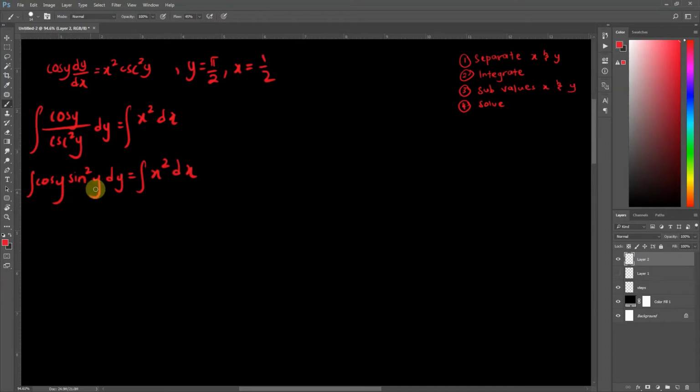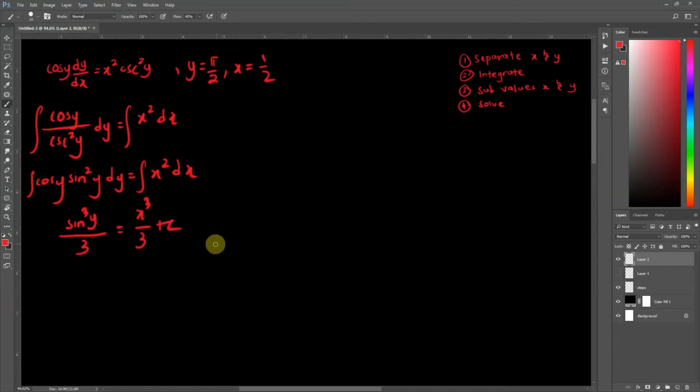We see how to integrate this one. If we differentiate sine, we get cos. So the answer is the power plus 1 over that power, which is sine cube y over 3. And then it should be plus c, but we put the plus c on this side. This one integrates to x cubed over 3 plus c. Okay, so now we have our answer like this.